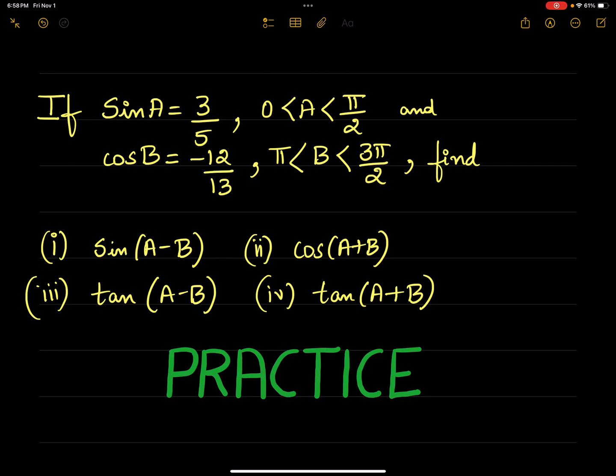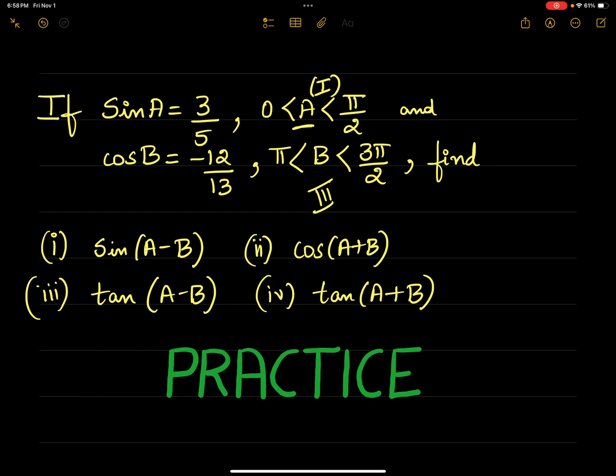Here the information given to us is sin A is 3 by 5 and angle A is greater than 0 but less than pi by 2. That means angle A is in the first quadrant. Now cos B is minus 12 by 13 and angle B is greater than pi, which is 180 degrees, but less than 3 pi by 2. That means angle B is in the third quadrant.